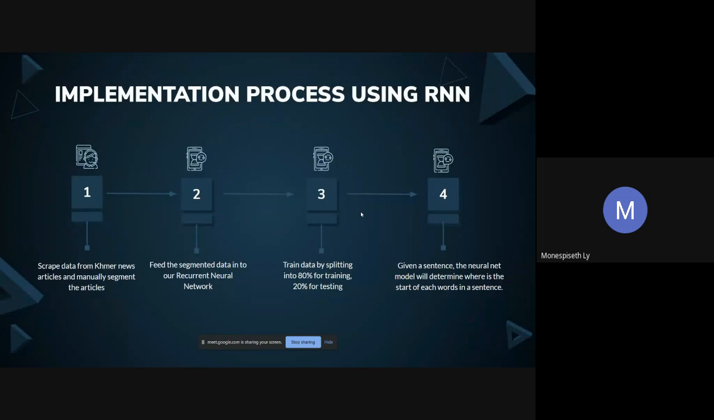So the process that we implement using the RNN. First we scrape data from Khmer news articles and manually segment the articles. The data are provided by our instructor. And then we fit the segmented data into our recurrent neural network. We train the data by splitting it into 80% for training and 20% for testing. And the last one is, given a sentence, the neural net model will determine whether the character is the start of a word in a sentence. Next slide.